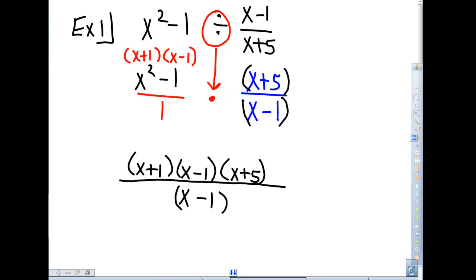Now we mark out all common factors. It has to be in both the top and bottom to divide out. There is an x minus 1 in top and on the bottom. There is nothing else in common, so my answer is x plus 1 times x plus 5. This problem is complete.